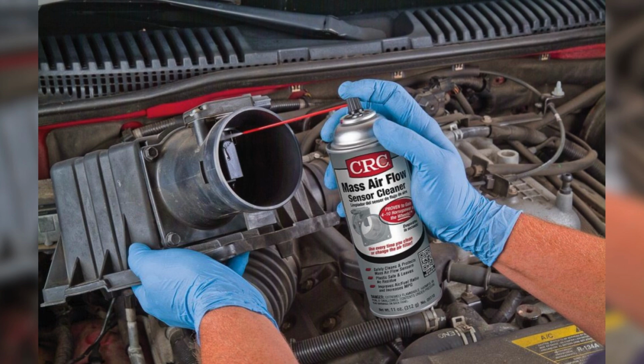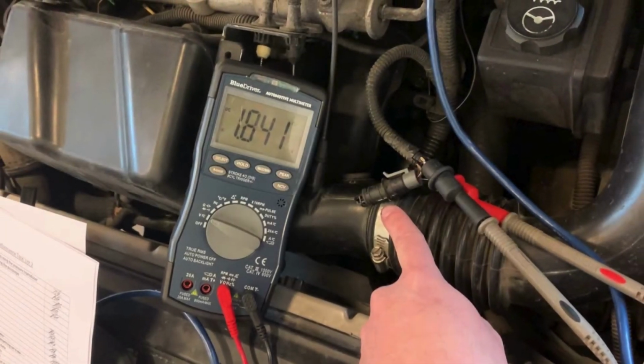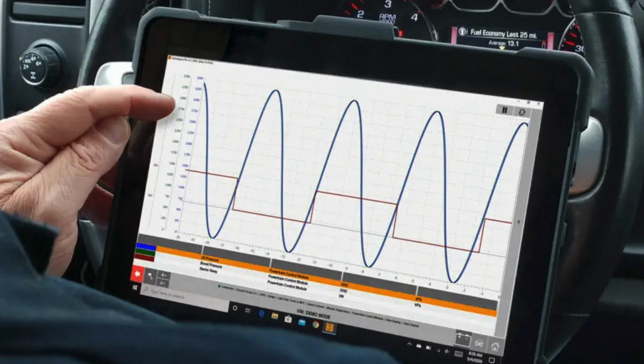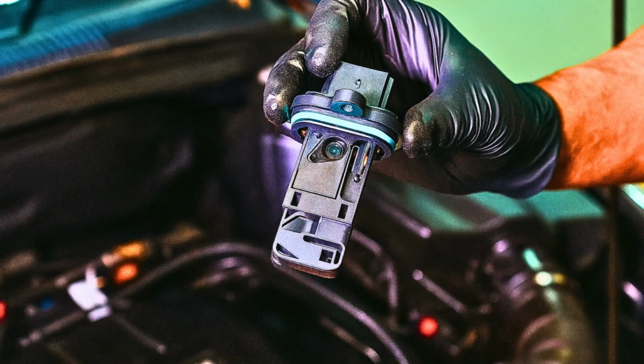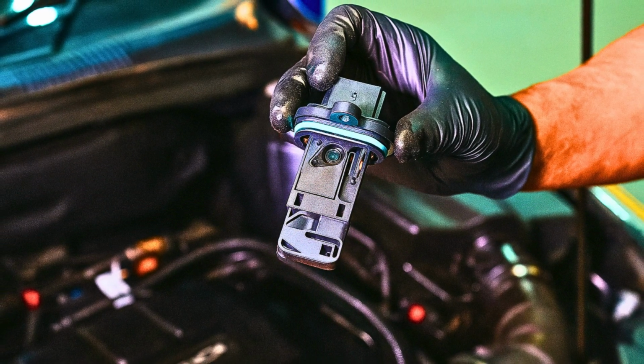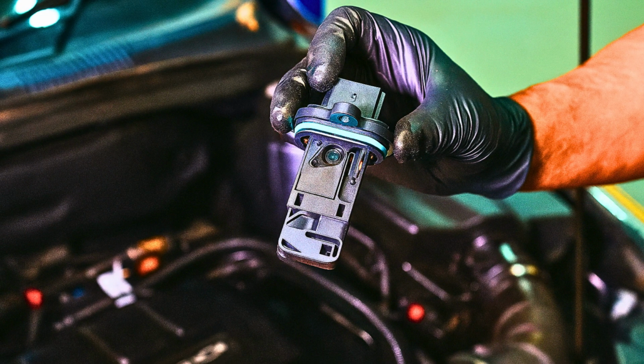If cleaning the IAT sensor doesn't solve the issue, the next step is to test the sensor itself. This can be done using a digital multimeter or by viewing live intake air temperature data with an OBD2 scan tool. The sensor readings should be compared to the manufacturer's specifications. If the values are incorrect, unstable, or completely out of range, the sensor has failed and needs to be replaced. When replacement is necessary, it's best to use a high-quality OEM or OEM equivalent IAT sensor.